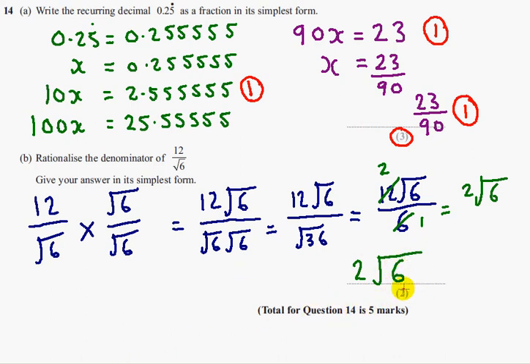So part B is worth 2 marks. And the first one's a method mark for multiplying the numerator and the denominator by root 6. Okay, so this bit here. The second mark is for an answer of 2 root 6. Or if you had 2 root 6 over 1, that's also acceptable. And that's it for question 14.